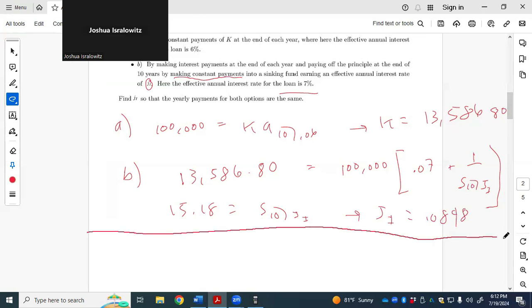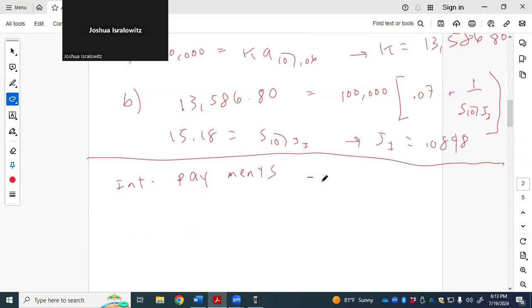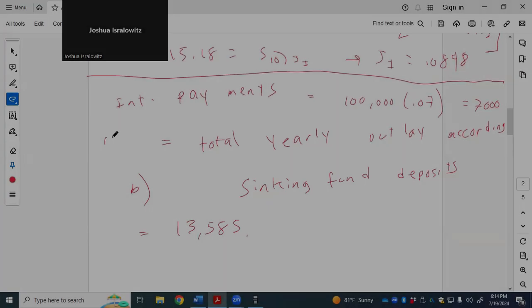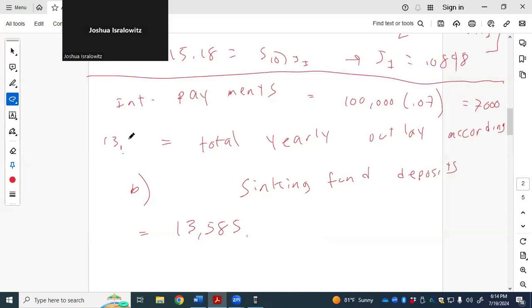I mean, if you don't even want to use this formula, that's fine. Right, so if you don't want to use the formula, your interest payments are, well, 100,000 times 0.07 is 7,000. This is going to be your 13,585.